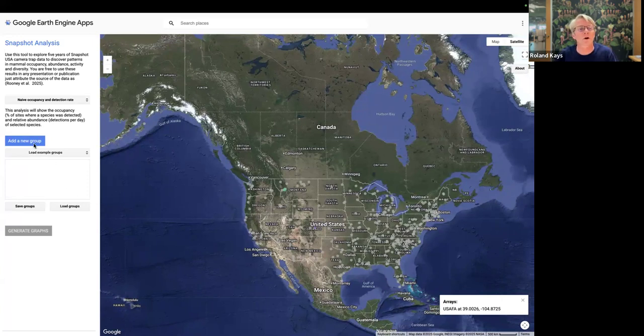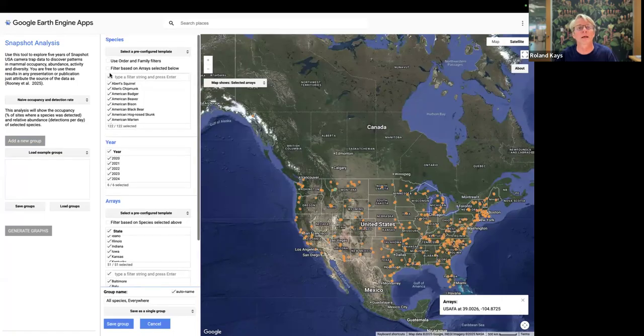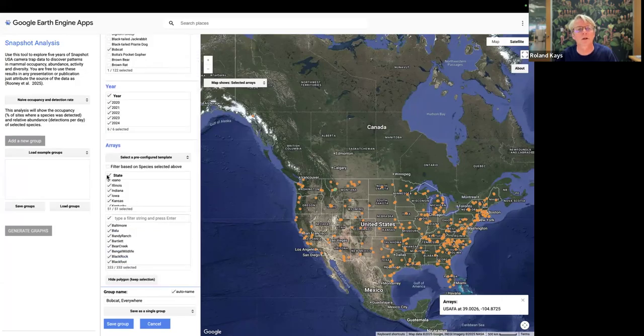And so we're going to start by adding a group, right? So we've picked our analysis, step 2, add a group. Let's just start with Bobcat. So I'm going to select Bobcat, and I'm just going to pick North Carolina, and I'm going to look at a couple different sites: Alligator River National Wildlife Refuge, Mount Glum, and Umstead State Park and Hill Forest.